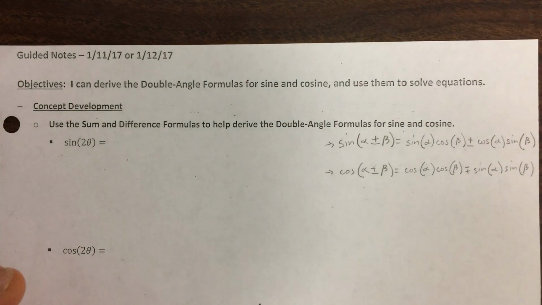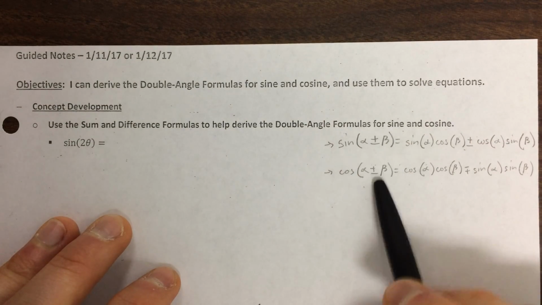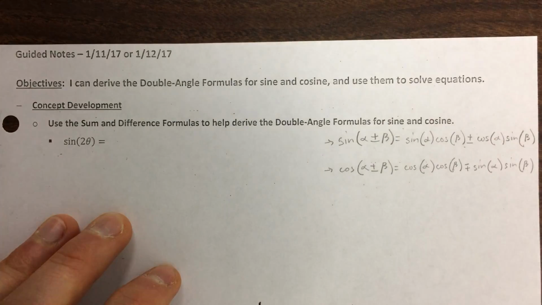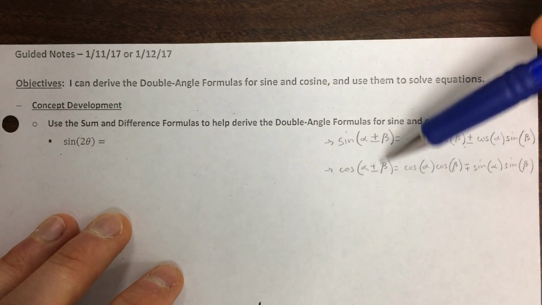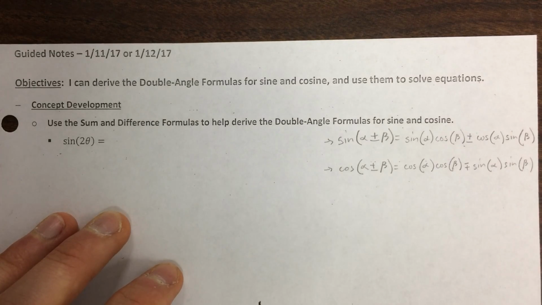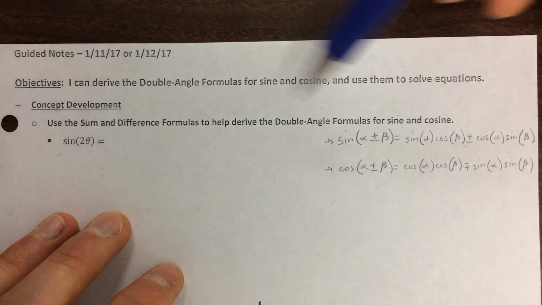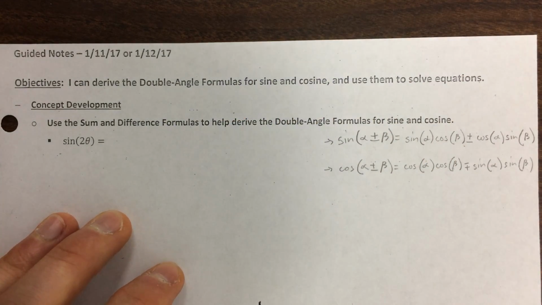What we're going to look at is deriving the double angle formulas for sine and cosine using the sum and difference formulas. Now, I would highly recommend, if you're not familiar with these, go back to the previous videos, look at using the sum and difference formulas, how we use them, and so on. But here we're actually going to use these formulas to derive a double angle formula.